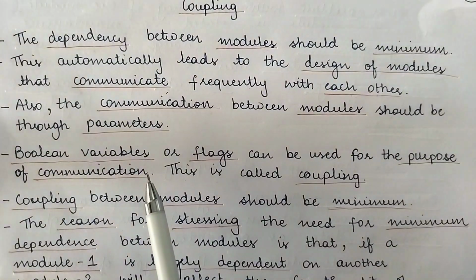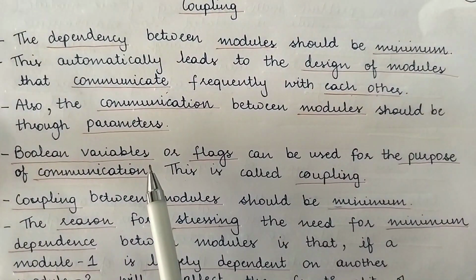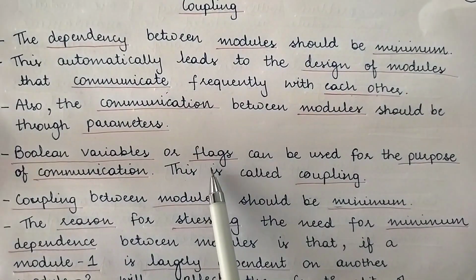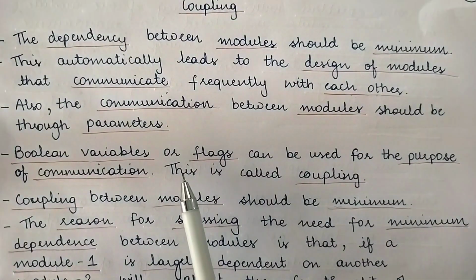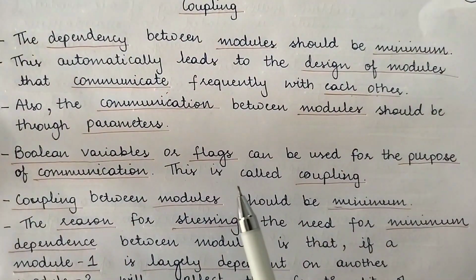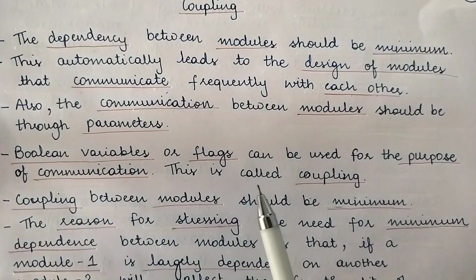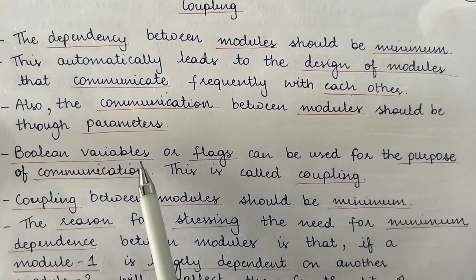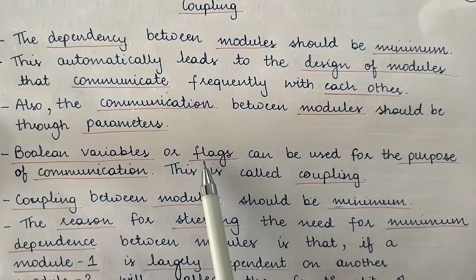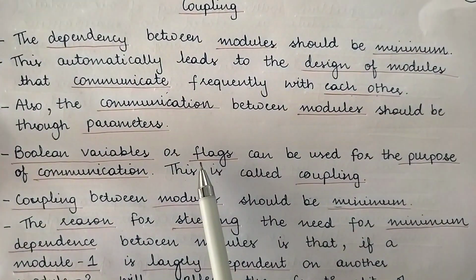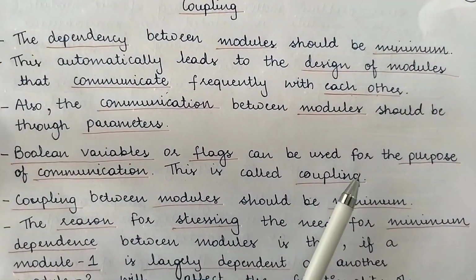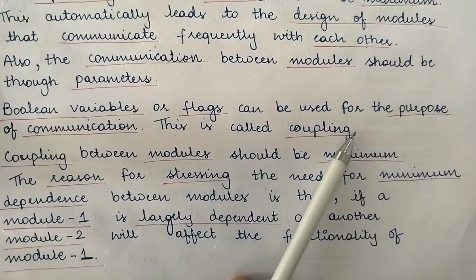What should be the unit of parameters? You can use Boolean variables or flags. Basically, these flags are nothing but Boolean variables that store information to control the flow of a program, or at times indicate the status of an operation. They are known as Boolean variables because at any given point of time they can store only two values, either true or false. So this is the whole concept of coupling.